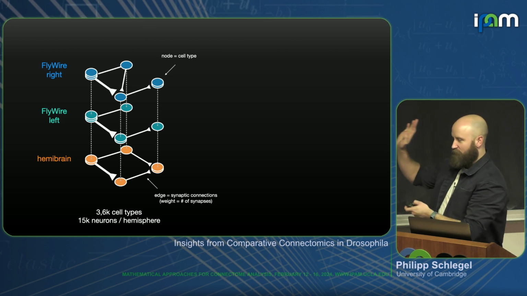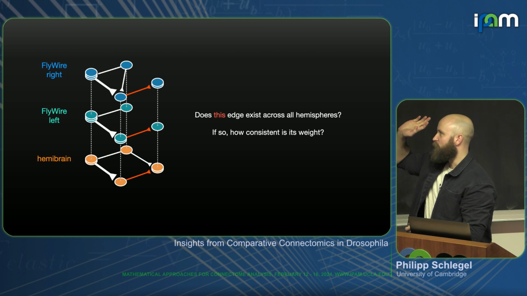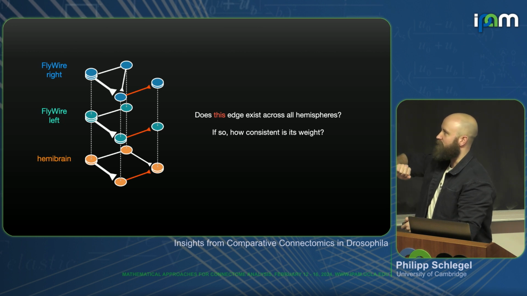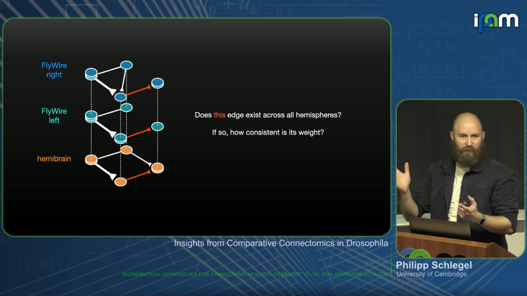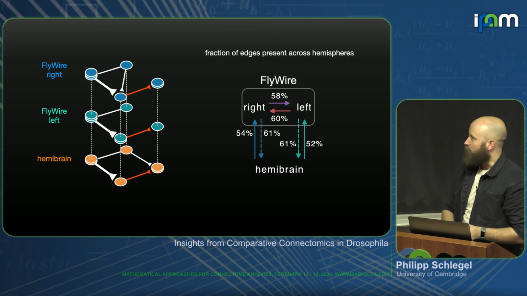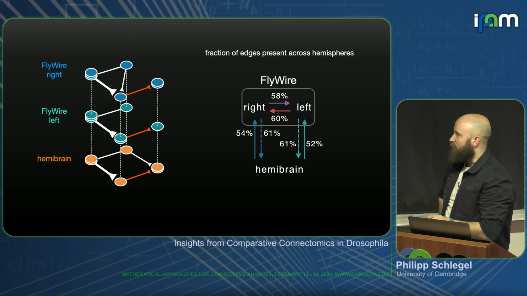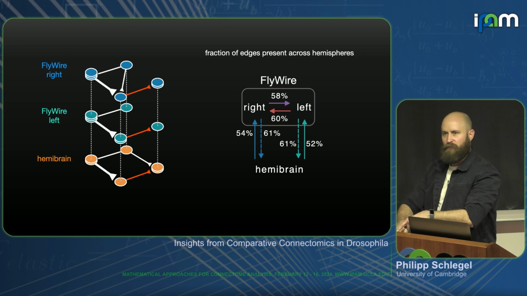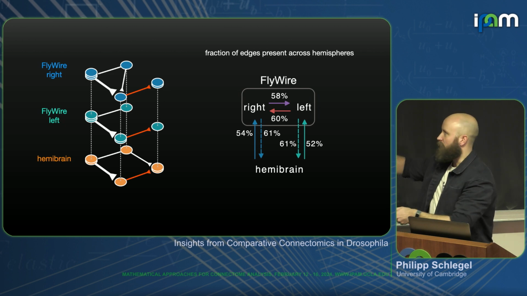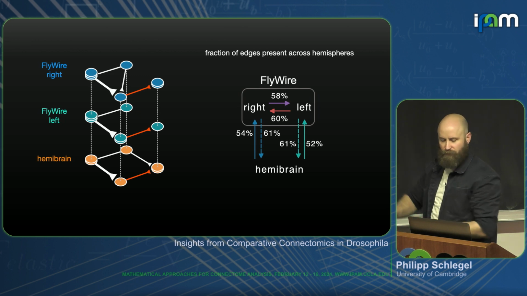Right, and now I'm going to start simple. What if we wanted to know whether this edge exists across all 3 hemispheres, right? So basically, how consistent is that? If we just ask this very simple question, then we get somewhere between 50 to 60% of the edges in one brain can be found in another hemisphere. Mind you that obviously, this is within the same brain, and this is then across.